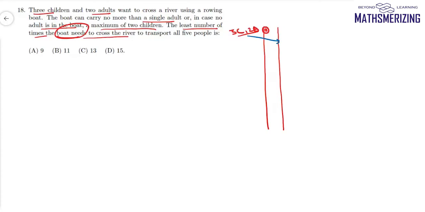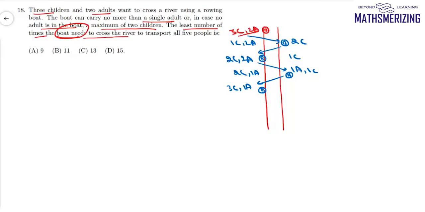Now first 2 children must go there. So here we'll have 2 children and here we'll have 1 child and 2 adults. Now the boat is here. Thereafter 1 child rows the boat back. So now we'll have 2 children and 2 adults here, and 1 child there. Now 1 adult will row. So this is 1 adult, 1 child, and here I'll have 2 children and 1 adult. Now this child is going to come back with the boat. So now we'll have 3 children and 1 adult.